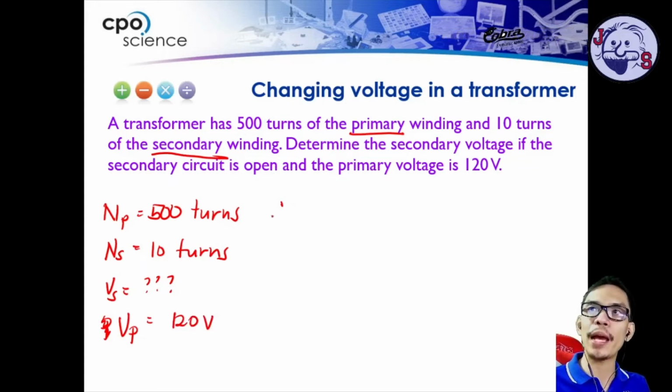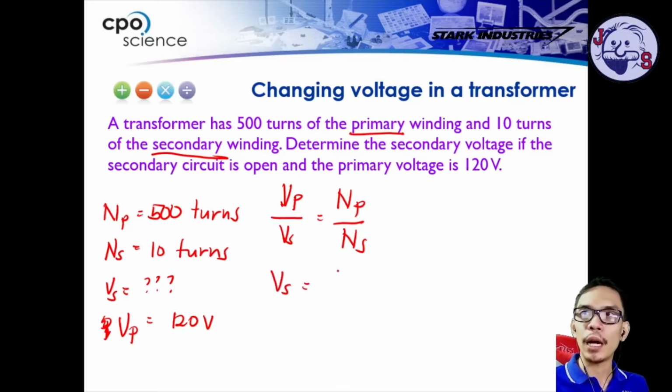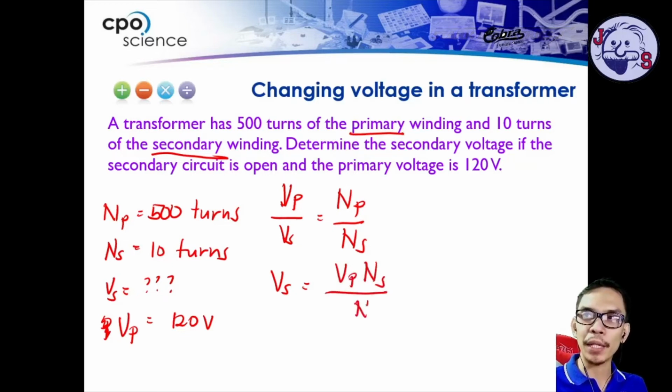So, we will use the formula. Vp over Vs is equal to Np over Ns. We will just rearrange this one. So, Vs is equal to Vp times Ns over Np.